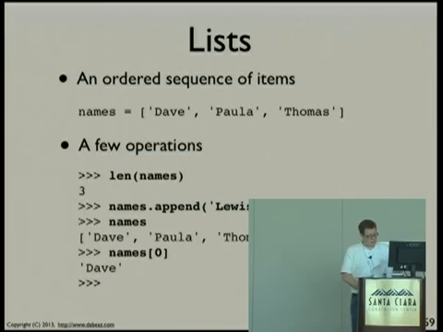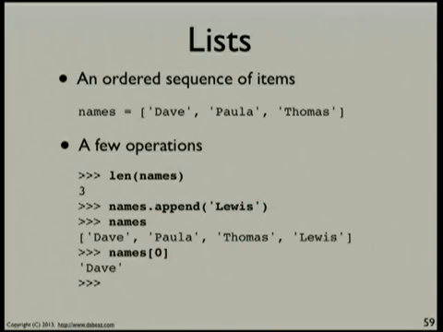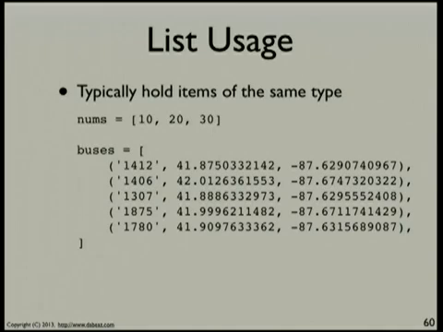Some other data structures you should know about. List is basically how you keep a bunch of data in order. So you can make names. You can say names is Dave, Paul, Thomas. You can add things to it with an append method. You can get the length of it and so forth. Basically use list if you want to hold a whole bunch of items, usually all of the same type.